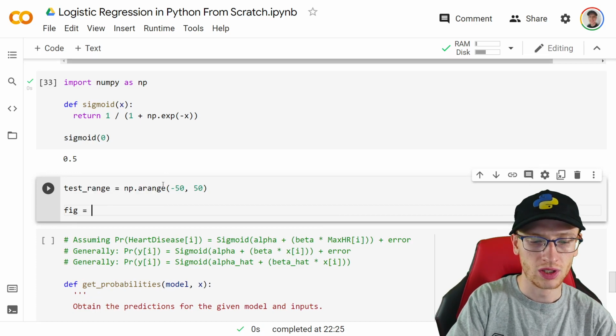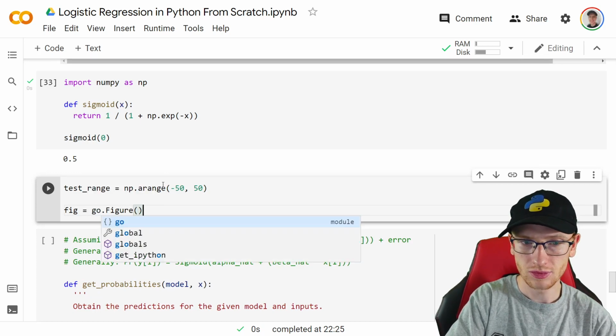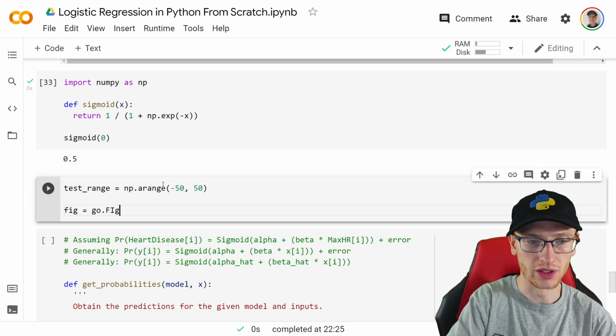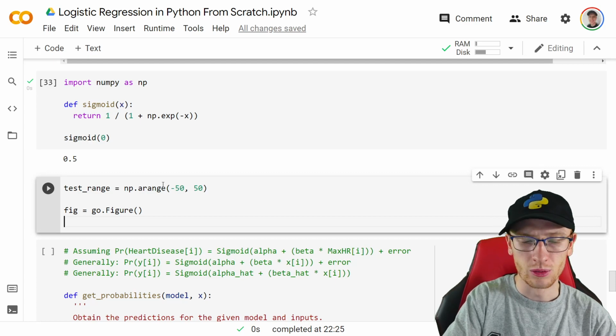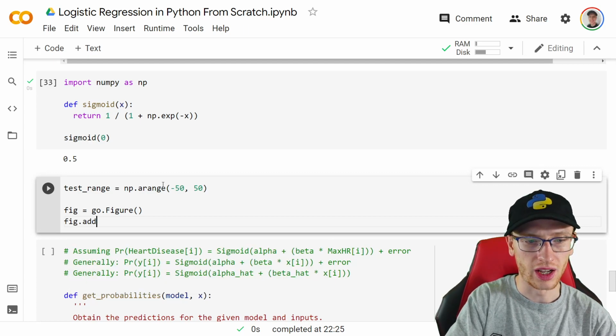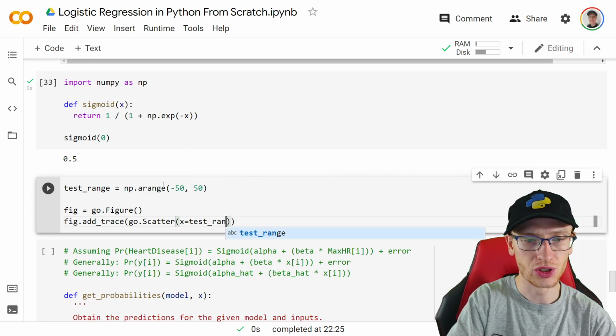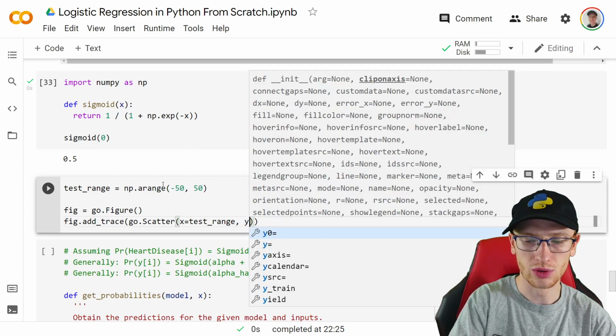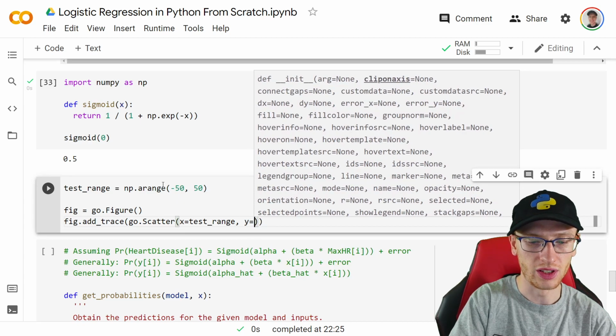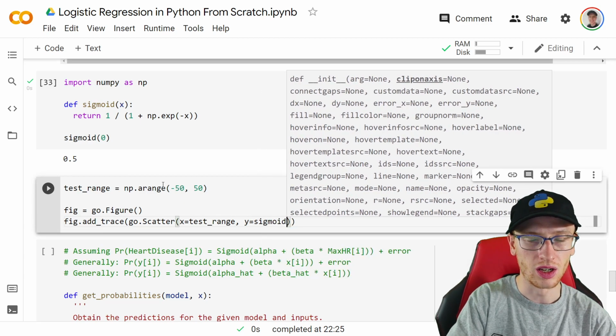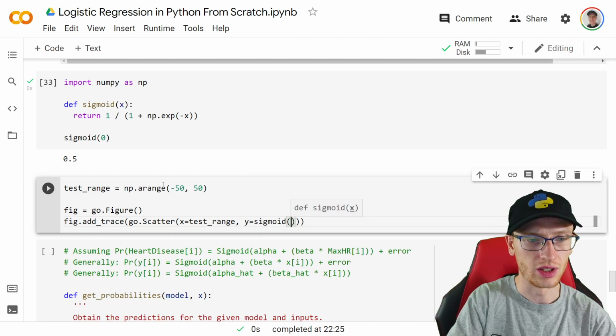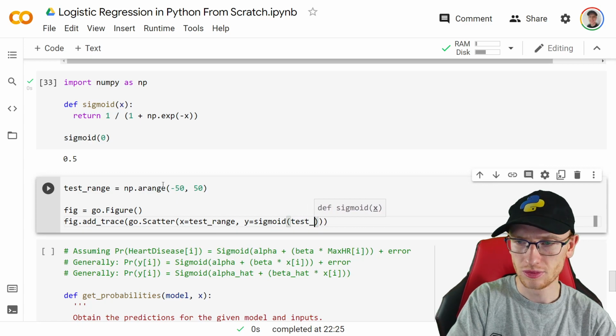And we will get a figure. Fig is equal to go.figure. And then we'll add a trace, fig.add_trace of a go.scatter, setting the x equal to the test range, and the y equal to the sigmoid of that input. So y equals sigmoid of the test range.